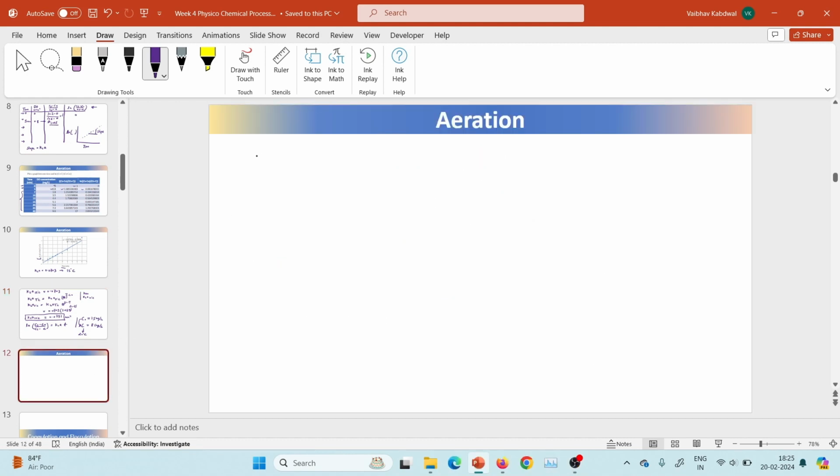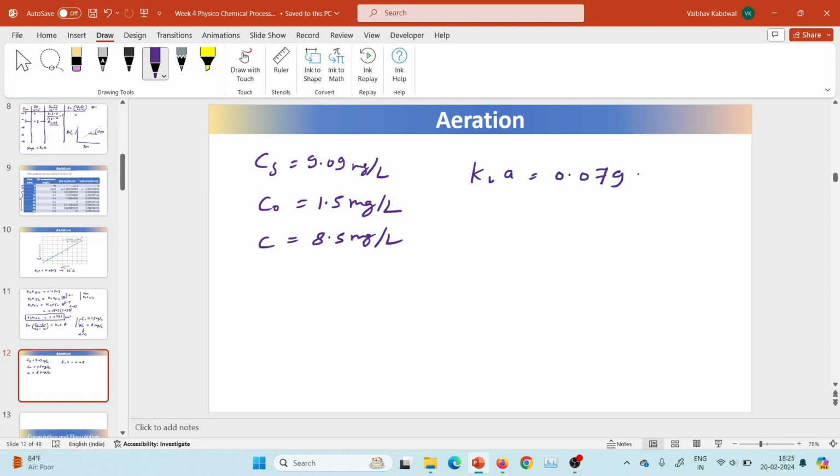Here, at 20 degrees Celsius, we know the Cs value will be 9.09 milligram per liter. C naught is given, the initial value is 1.5 milligram per liter, and C is 8.5 milligram per liter, and the KLA value was 0.0791 per minute, and the formula is ln (Cs minus C naught) divided by (Cs minus C) is equal to KLA times t.